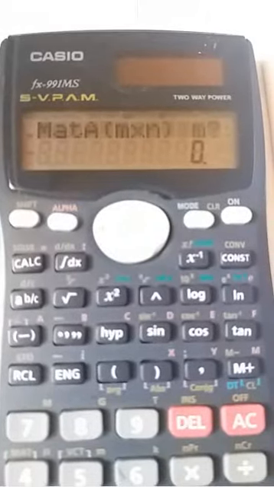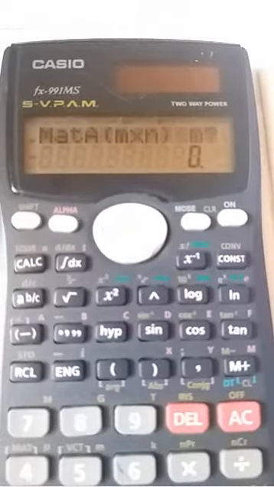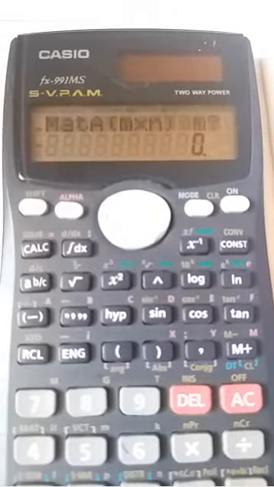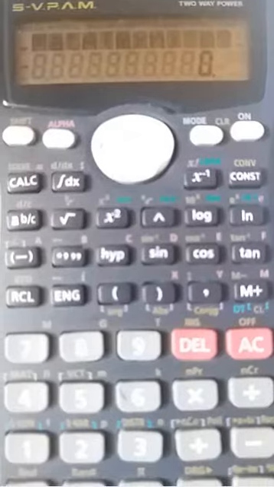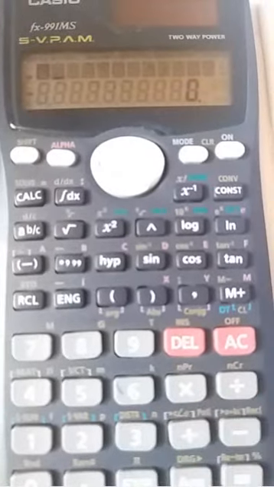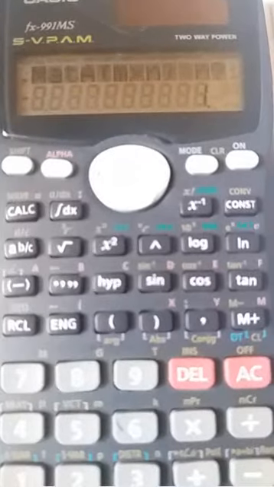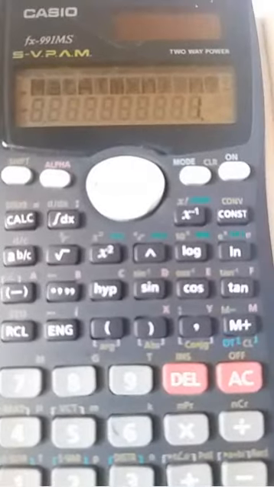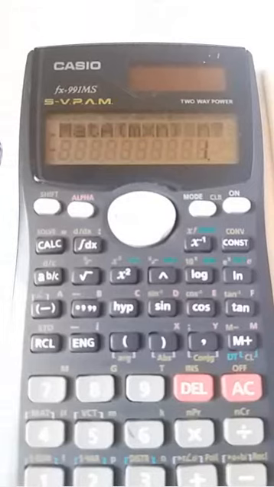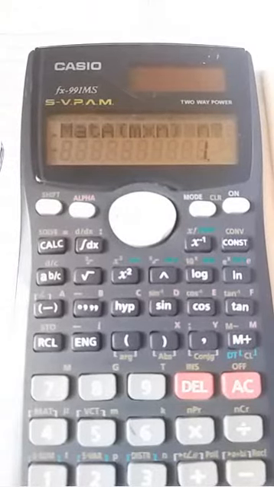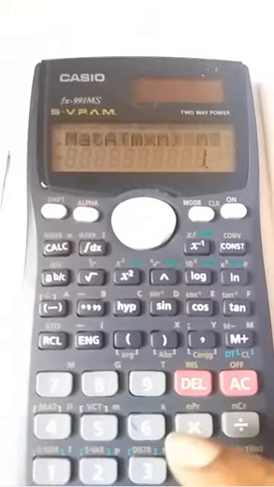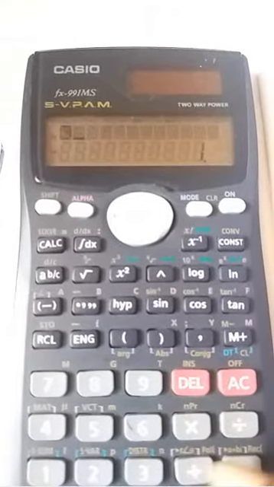It will be asking for M. M represents the number of rows in your matrix. So for the considered matrix, 3 rows, press 3 and then press the equal to sign. Now it will ask for N. N represents the number of columns. So 3 columns, again press 3 and then press the equal to sign.